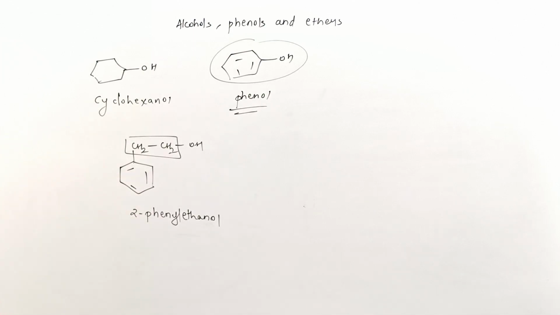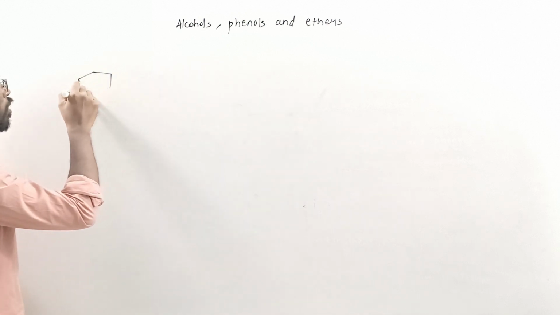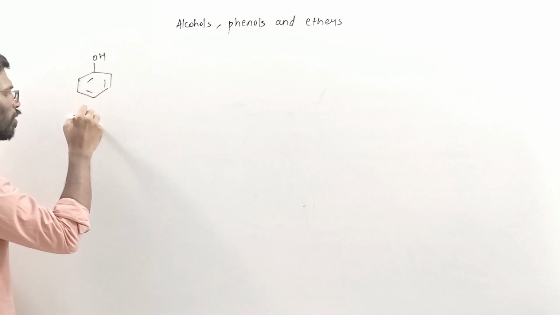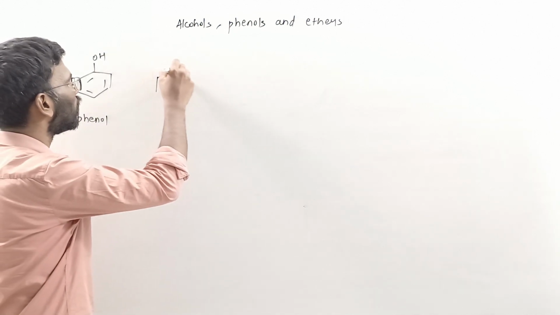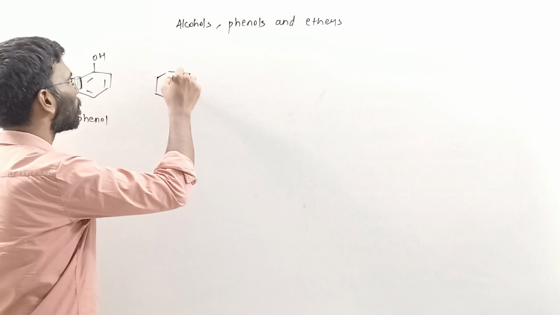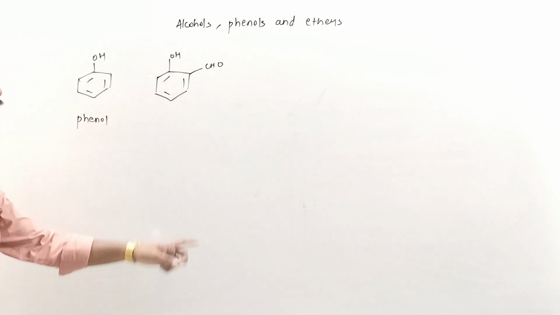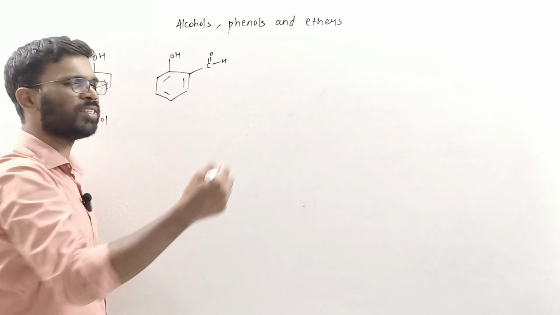Then next is phenol. Next is phenol. It means benzene is there and OH. This is phenol. More examples we can take is this way. OH and C double bond HO. Like this is CHO. CHO means what? C double bond OH. It could be written CHO also.